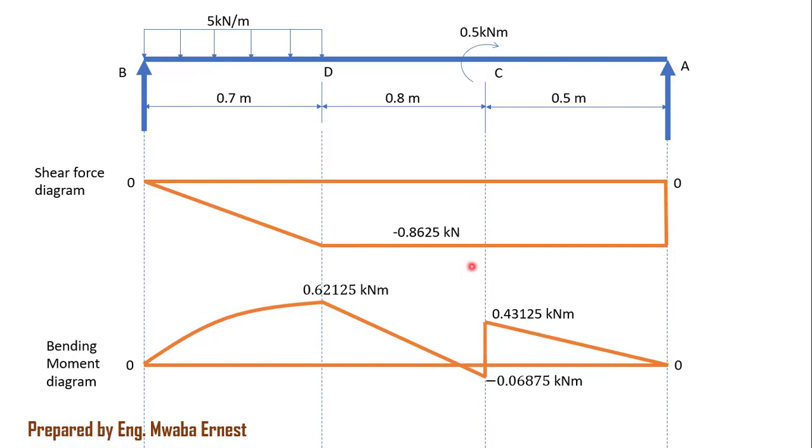For the bending moments, we started with A, 0, B, 0.6125 kilonewton meters, C had two numbers. The first answer was negative 0.06875. The second one is where we add that moment which is hanging there, so we end up with 0.43125. And lastly, at the last point, the answer we found was 0. So then we connect these now with lines, and hence we formed our shear force diagram for the top one and our bending moment diagram for this one now below.